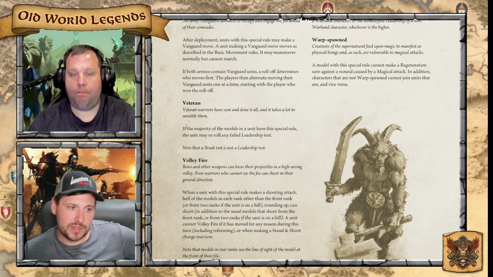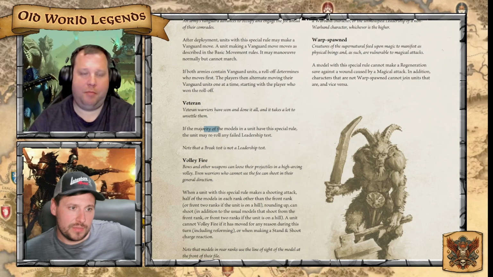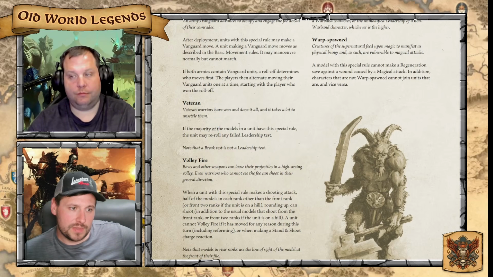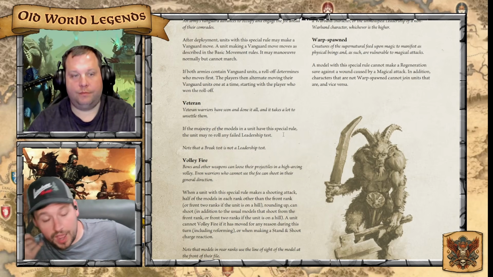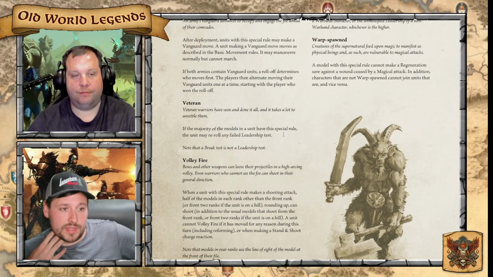Okay, Veteran. Super amazing rule. I absolutely love this rule because I play a lot of elves and humans. It's like top five, maybe top 10, maybe top five. It's really good. Yes, you get to reroll any leadership test that's not a break test, but that's fine because you want to reroll. And because battle standards do not let you reroll every break test anymore, this is really big.